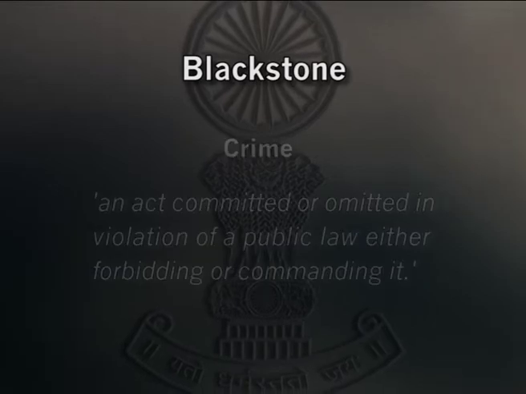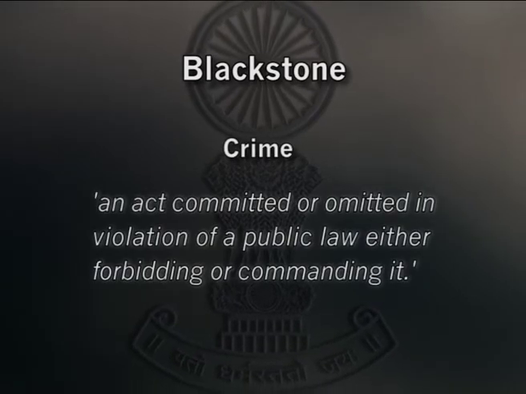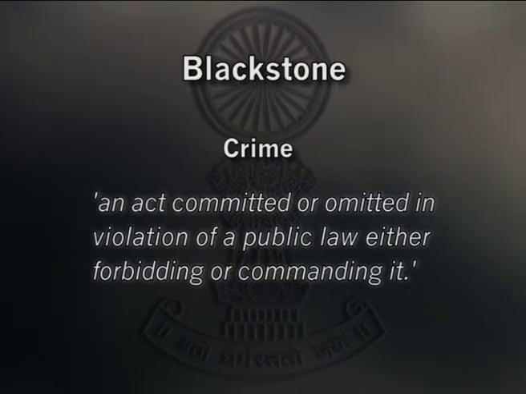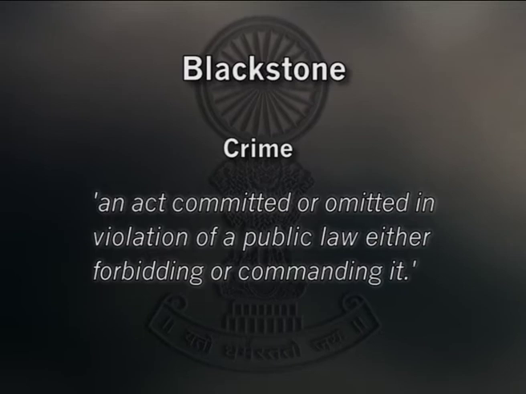Let me first explain you the meaning and concept of crime before explaining you the nature and scope of criminal justice. Now, what is crime? In common parlance, crime is regarded as an act punishable by law. It's very simple. Now, Blackstone defined crime as an act committed or omitted in violation of a public law, either forbidding or commanding it.